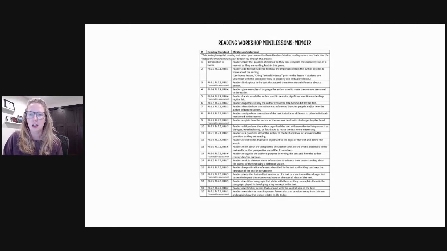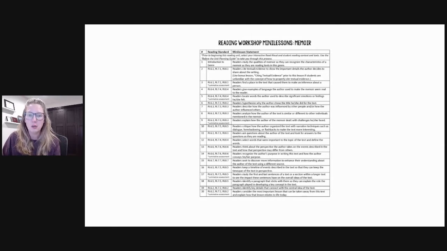And as you see on the unit plan, there are 20 different mini lessons, and they are all aligned to one of our priority reading standards. Those happen to be standards 1 through 6 of the Common Core for reading. So if you look at mini lesson 3, you can see that one is marked as summative assessment. So I know that mini lessons 3, 5, 9, 14, 17, and 20 are the six mini lessons that are going to build my summative assessment at the end of the memoir unit.